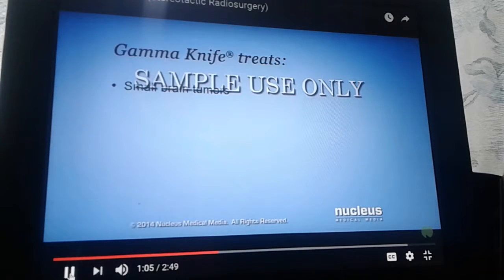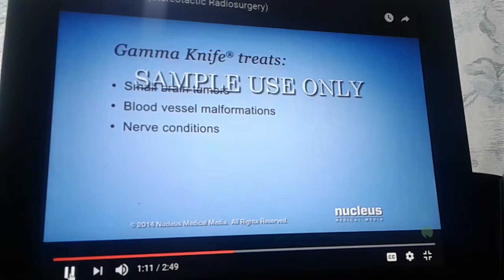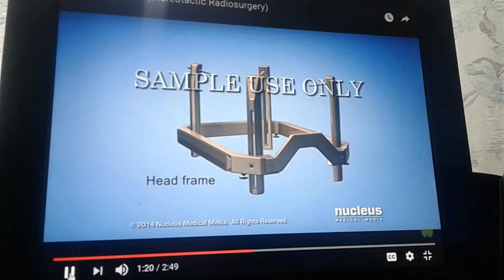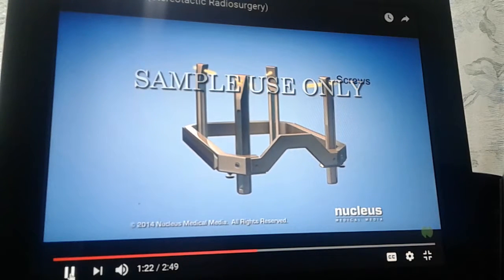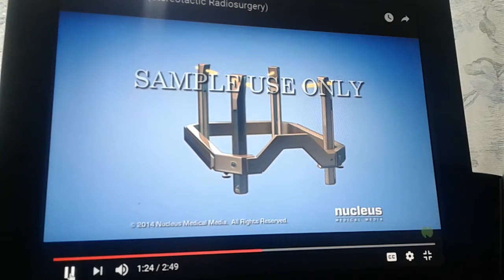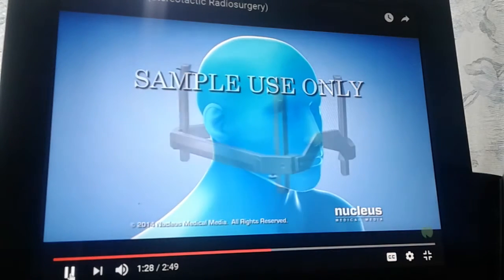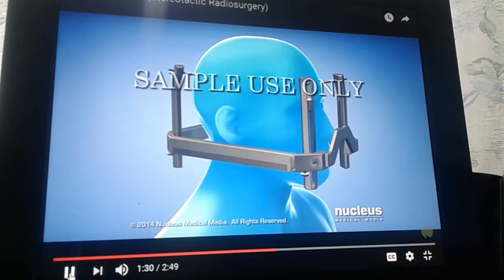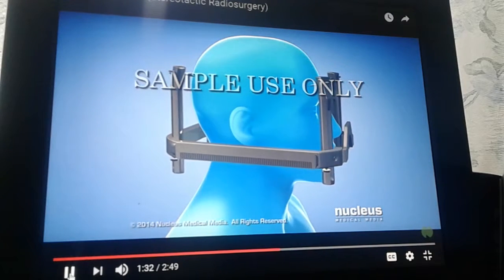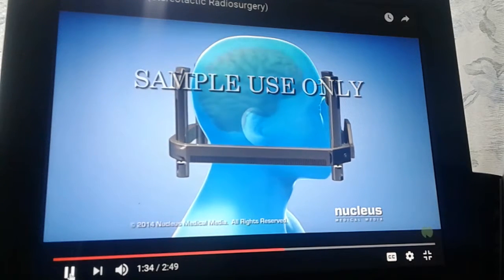The gamma knife treats small brain tumors, blood vessel malformations, and nerve conditions that are hard to reach or too risky to treat in other ways. The gamma knife head frame has 4 pins or screws. After numbing the scalp, the doctor will attach the head frame with the screws. The frame prevents head movement and helps guide the radiation beams.